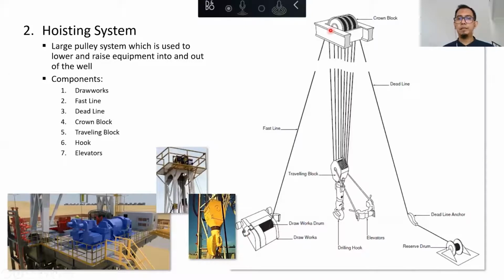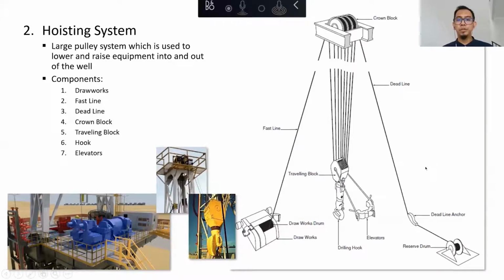At the end of the fast line, there's what we call the deadline. The deadline is anchored at some point at the rig site, most of the time at the corner of the rig floor. So you want to have this dead line fixed all the time. You don't want this to move, because if it moves, it means that the traveling block is in a loose condition and it may fall and drop onto somebody.